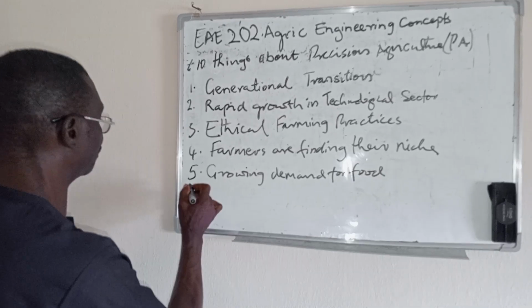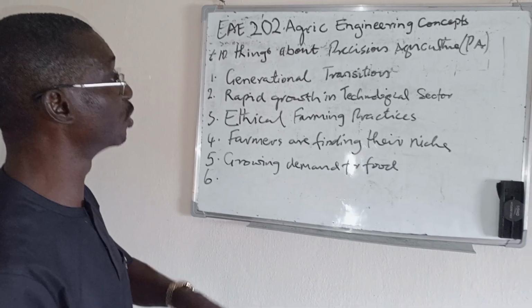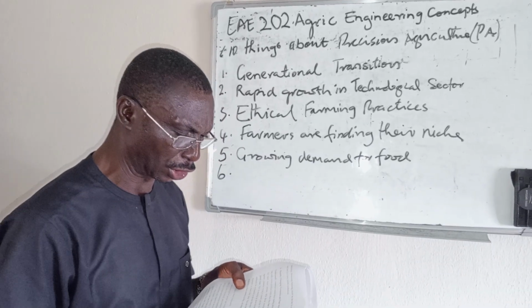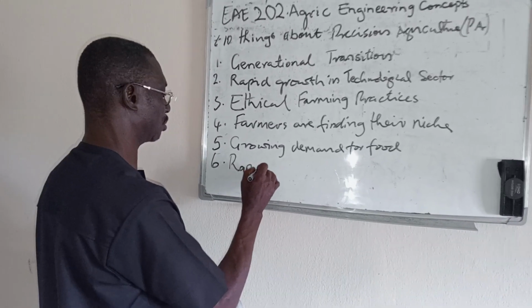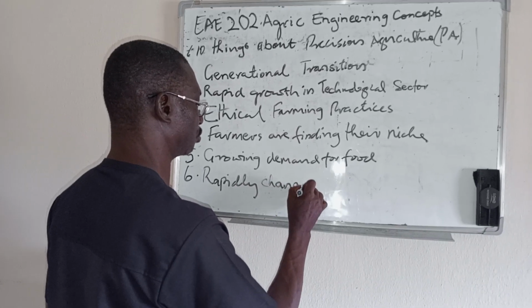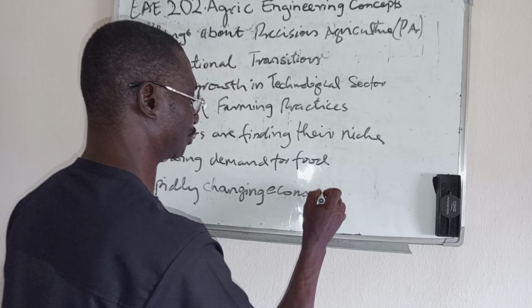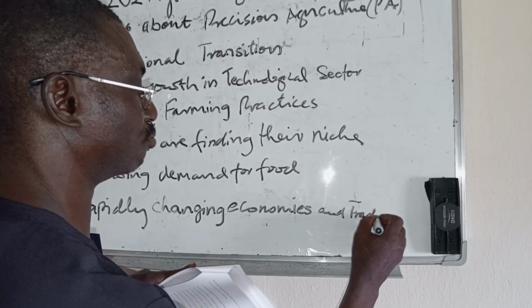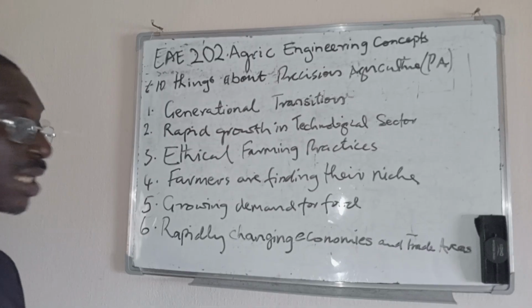Then number 6. The 6th thing you must know about precision agriculture: rapidly changing economies and trade areas.